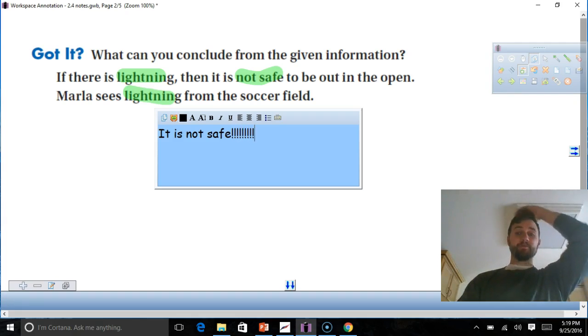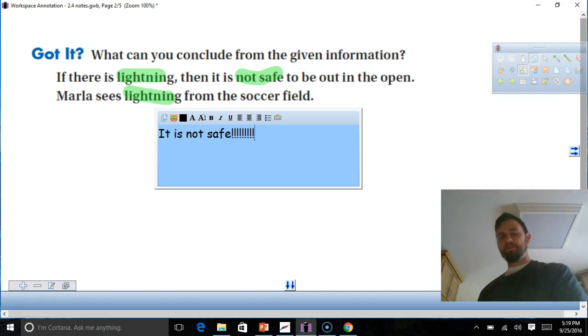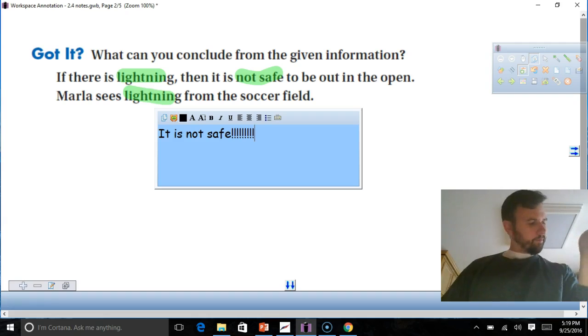Does that make sense? Because P was true, then Q has to be true, because the above statement said so. Yep, plug that in there.